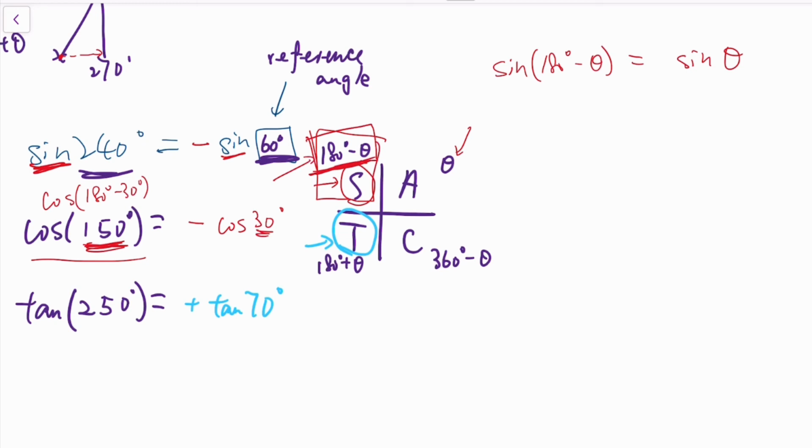And you are in quadrant 2. Quadrant 2 is S, so sine must be positive, so it's positive. And for cosine, it would also equal to cosine theta, but it is in quadrant 2, so it's negative, and so on and so forth.